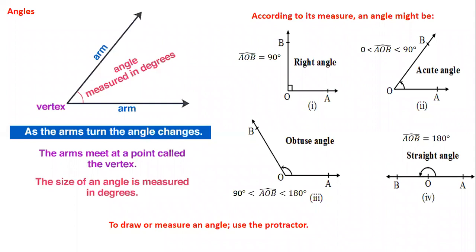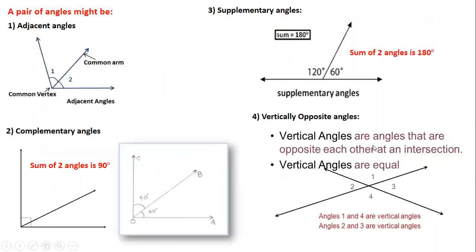If I gave you an angle which has the measure of 90 degrees, what kind of angle is it? Right, acute, obtuse, or straight? Equal 90 degrees, what is the kind of this angle? Right angle? Yes, thank you, Rehab. It's a right angle. Now we move to the next slide.